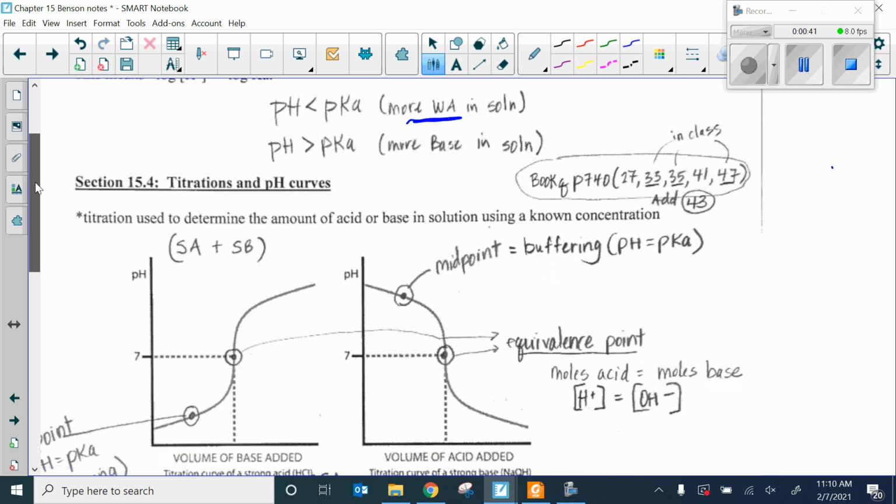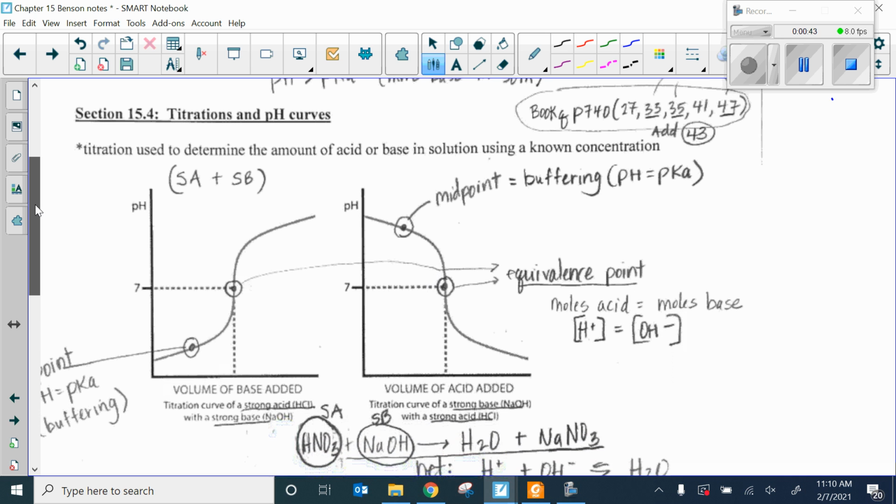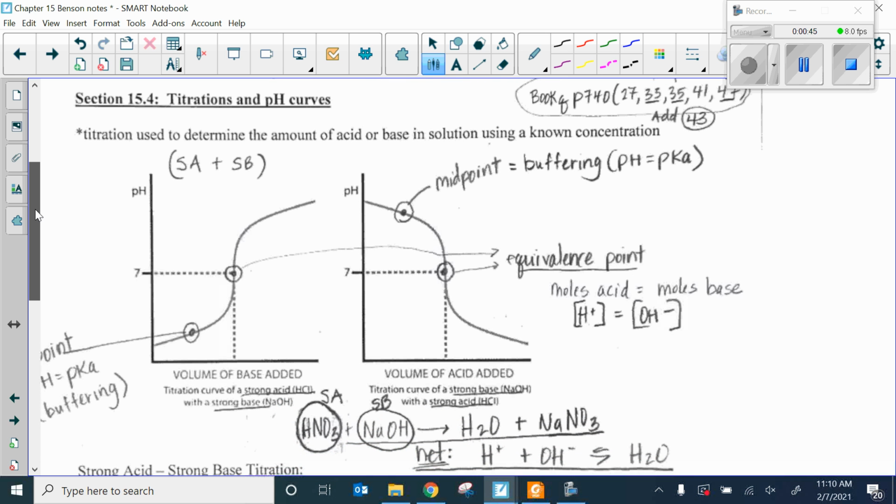So we're going to take a look at how this affects our titration curves, and hopefully at some point we'll get this lab completed. But the titration is used to determine the amount of acid or base using a known concentration. So in this curve that I have right here, it is a strong acid plus a strong base. And we can see that we have our titration curve here, and if we look at, we have a really low pH, so that should recognize to you that that is a very strong acid.